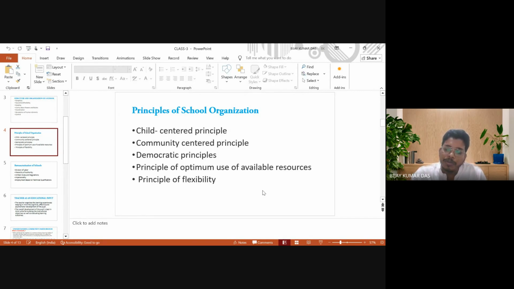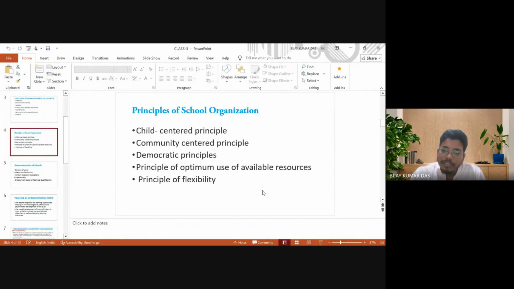Principle of optimum use of available resources. It also talks about school organization, that whatever the resources available in your school, human resources, material resources, teaching learning material resources, or financial resources, everything must have an efficient and best use. Human resources include teachers, teaching staff, non-teaching staff, and the students.